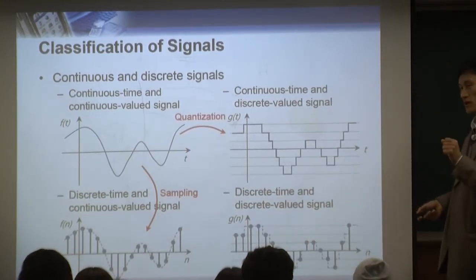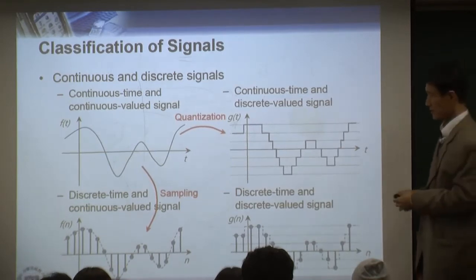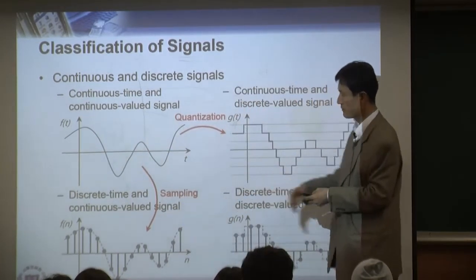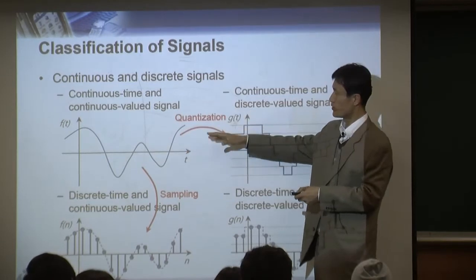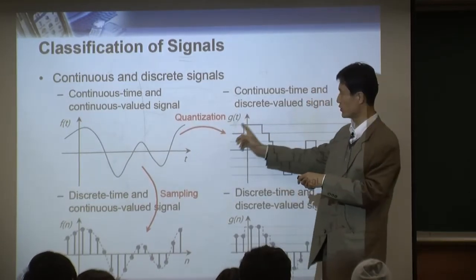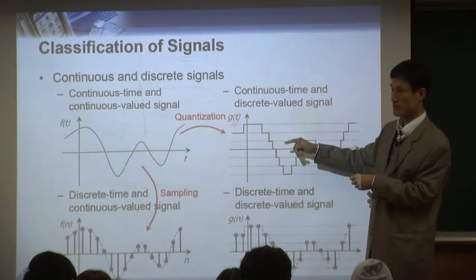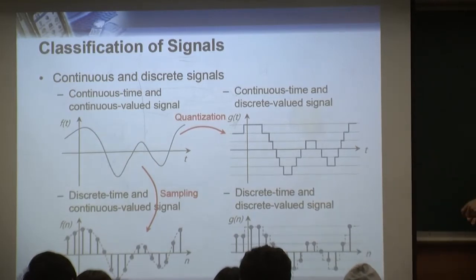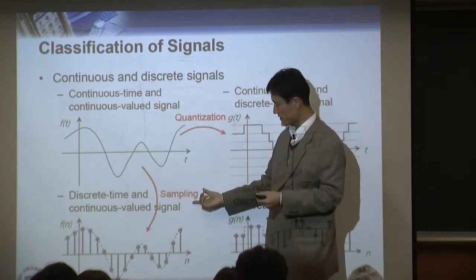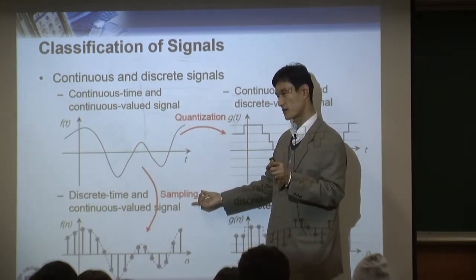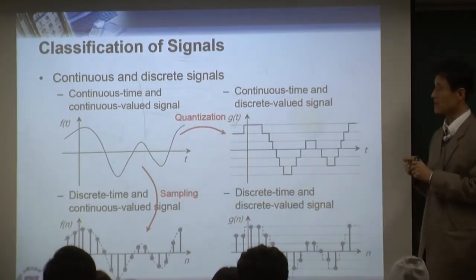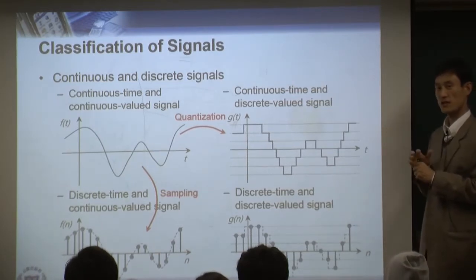Sampling, the important thing is sampling frequency. Based on a certain sampling frequency, you change this into discrete time. Based on quantization, you're changing continuous value into discrete value. So based on these two processes, eventually this becomes discrete time, discrete value. So this is our digital signal. For sampling, as I said, what you need to decide is the sampling frequency. For quantization, what you need to decide is the number of bits.